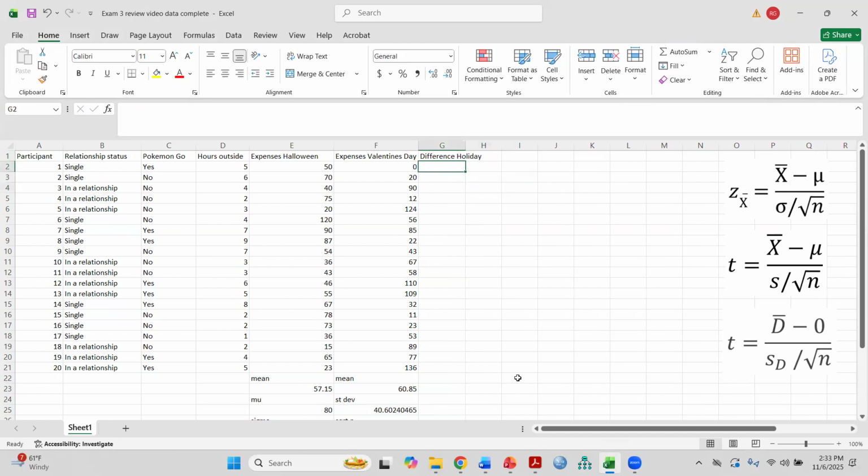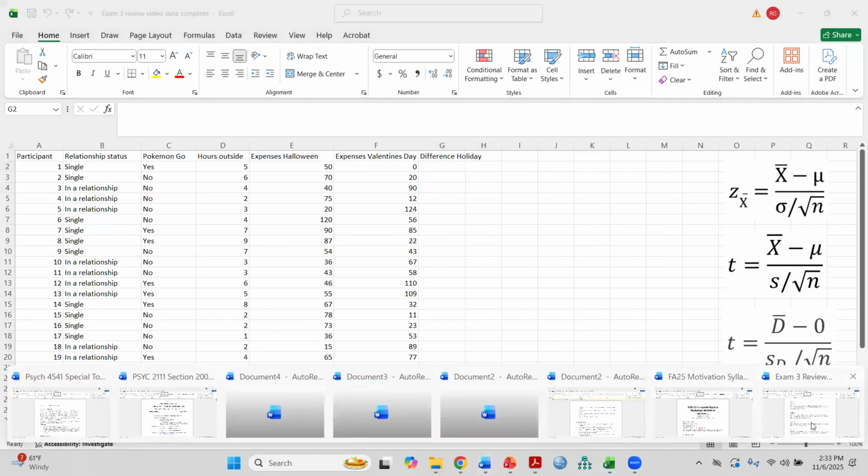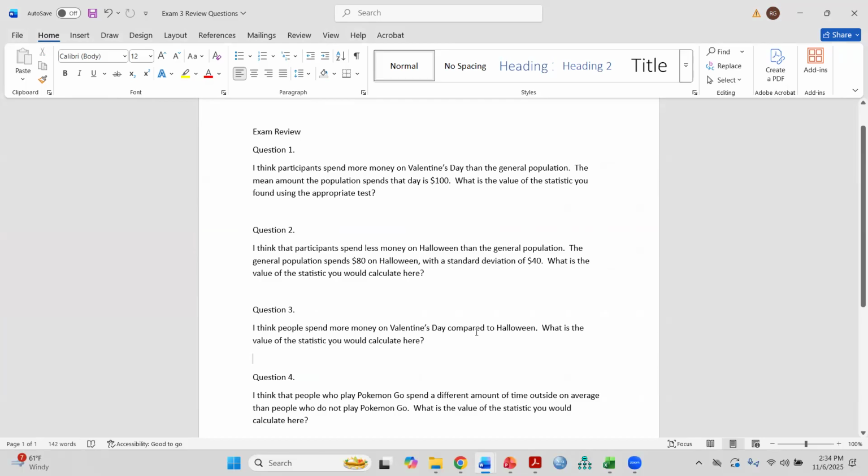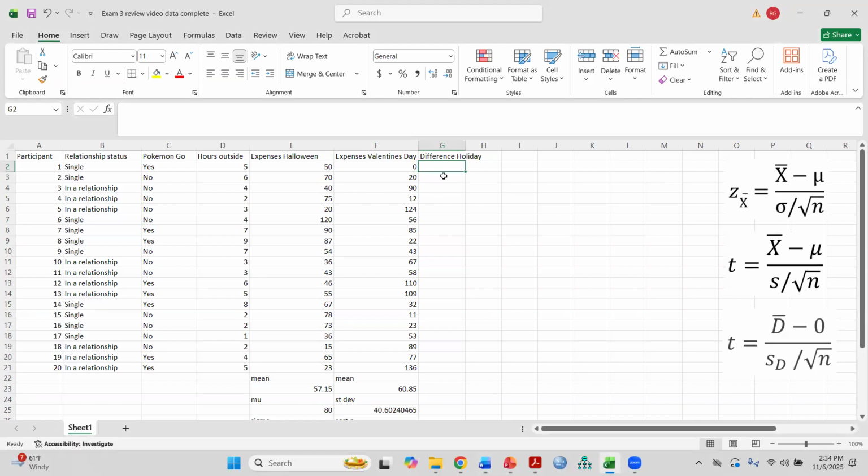So what we're going to do here is think about in which direction we're interested. I think people spend more money on Valentine's Day compared to Halloween. Okay. Well, then we're probably going to want to take the Valentine's Day scores and subtract Halloween from them, because we would expect Valentine's Day scores to be higher in general, and that would mean that we end up with a positive t-score eventually, right? So you could do it either way, but you need to understand the interpretation of the t-score and compare it to the appropriate t-crit.